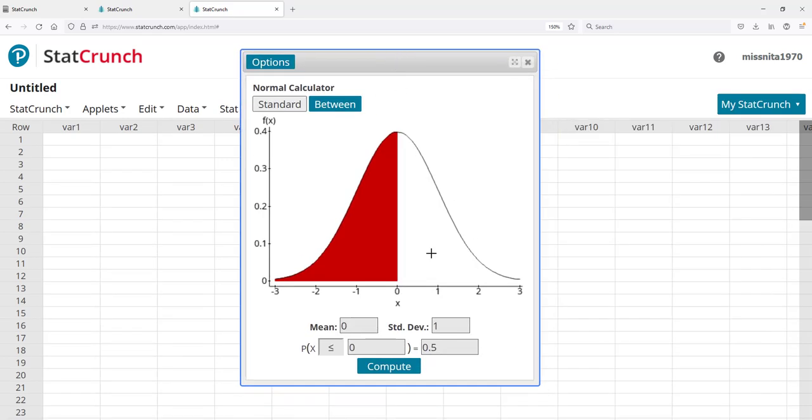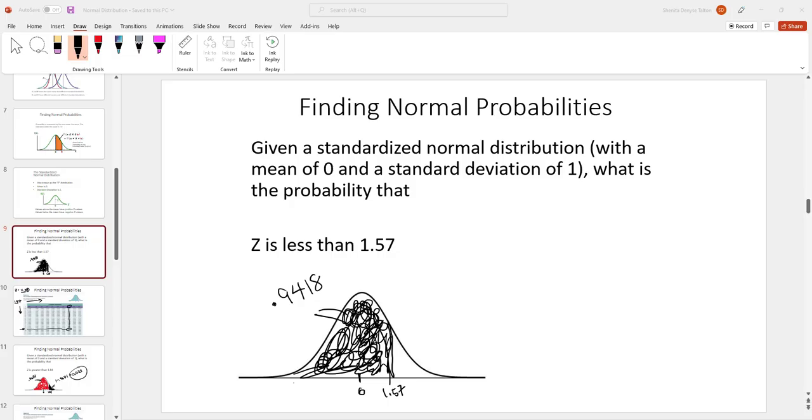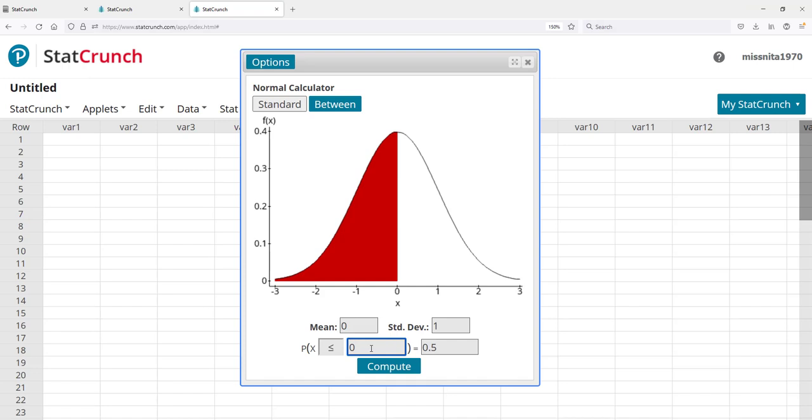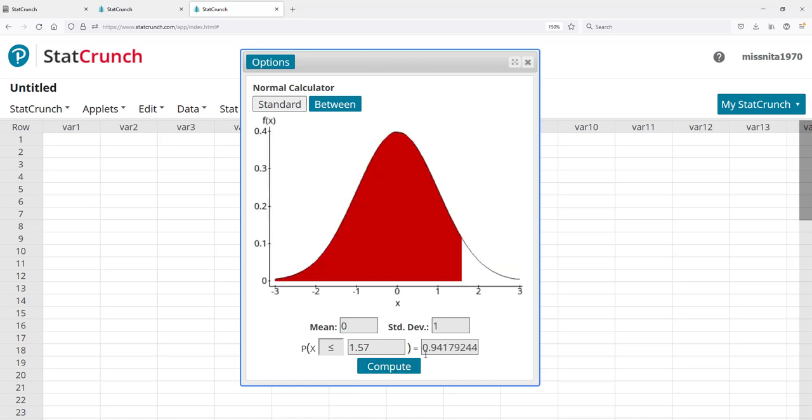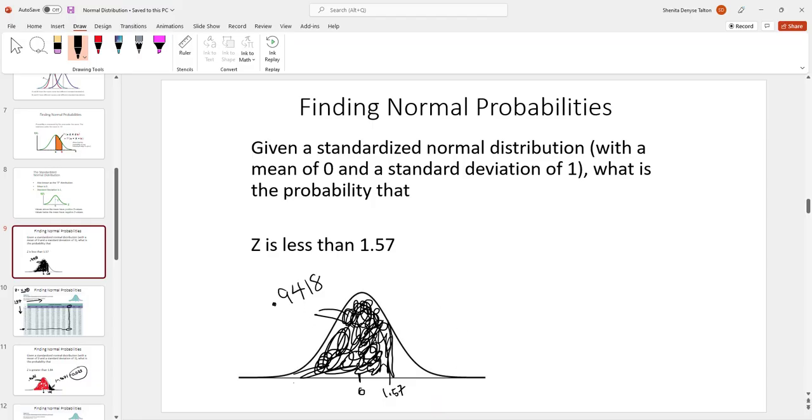The one thing I like about StatCrunch is it actually gives you pictures. We already know that this is a z, so our mean is 0 and our standard deviation is 1. We want less than 1.57, so right here I'm going to type in 1.57. I got the less than. If you click on this drop down, you're able to change it to less than or greater than. If I hit compute, it gives me 0.9418. You can just round. And that's what we got before, 0.9418.